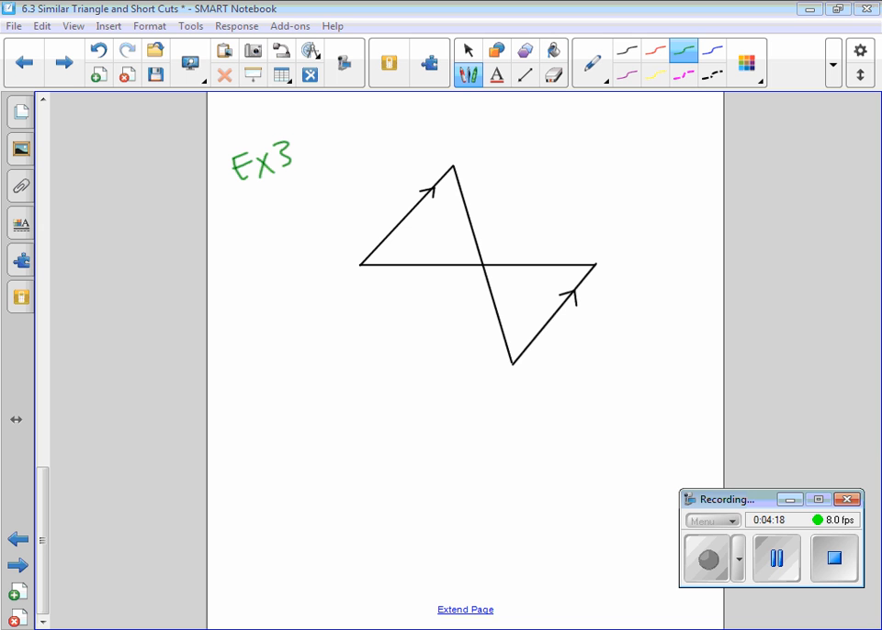Wow, here's a pretty blank problem. Is there really going to be enough information here for us to identify that these two triangles are similar? All we know is that those two lines are parallel. So let's go ahead and see if you have enough information, mark it up, and if so, state the reason why.